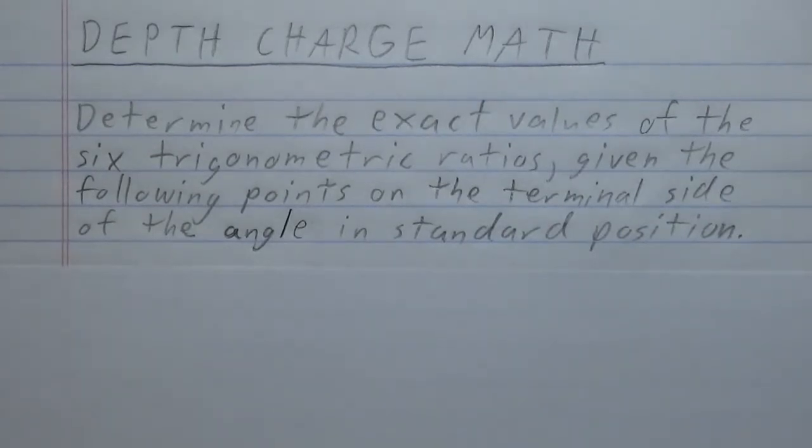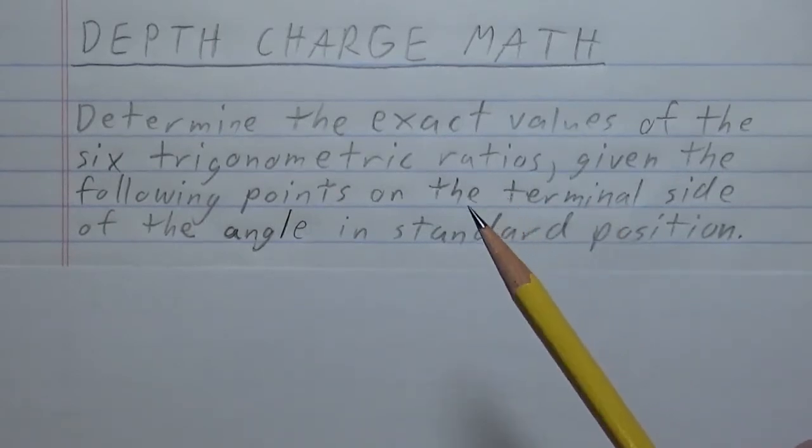Here's the scenario. We want to find the 6 trig ratios. And what's going to be given in these problems in this video is a point in each case. And what we have to do is draw a rotation that goes with that point. And then we can draw a triangle, and then from there we can get the 6 trig ratios.